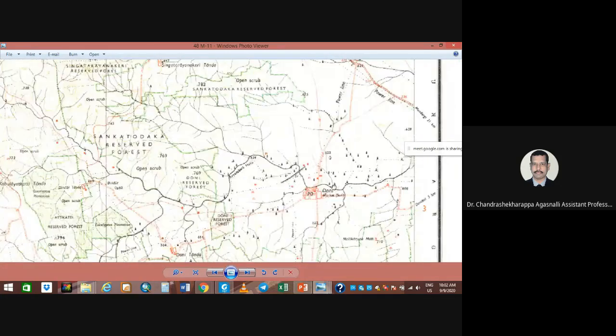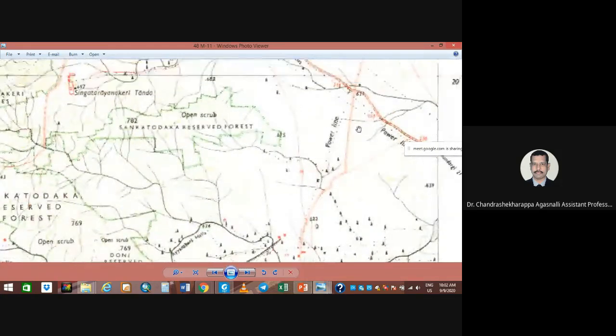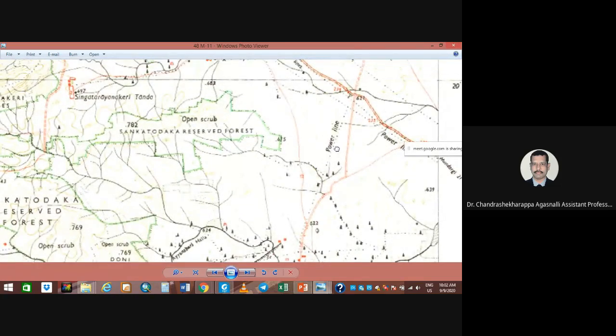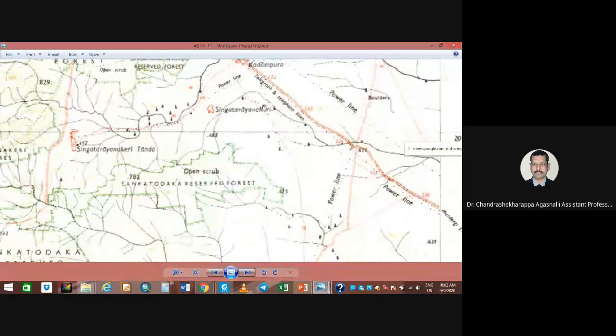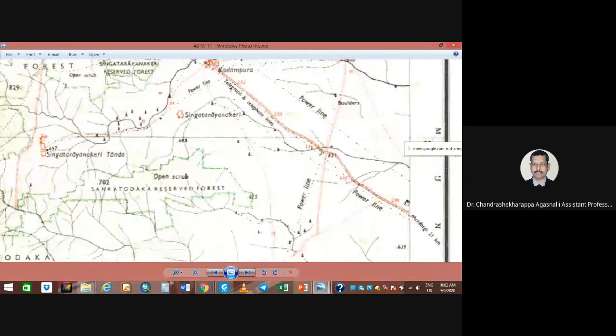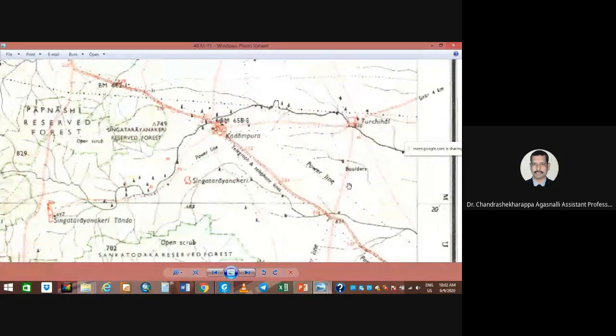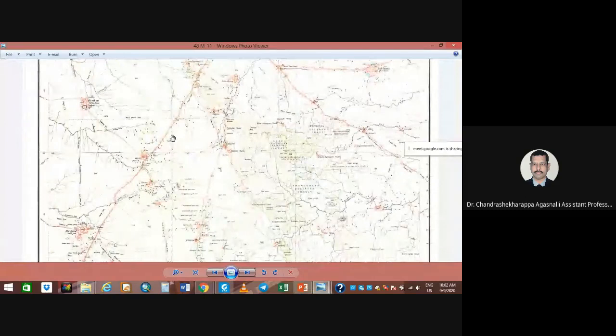And see here, you can see this power line. This is a power line for you, and this is a telegraph or telephone line along the roadside. This is a road actually. And this is your base map for any civil engineering work.